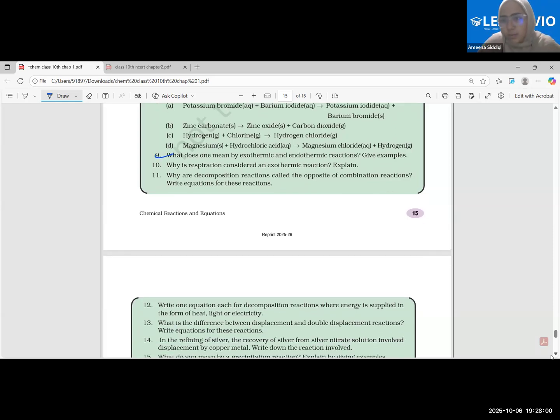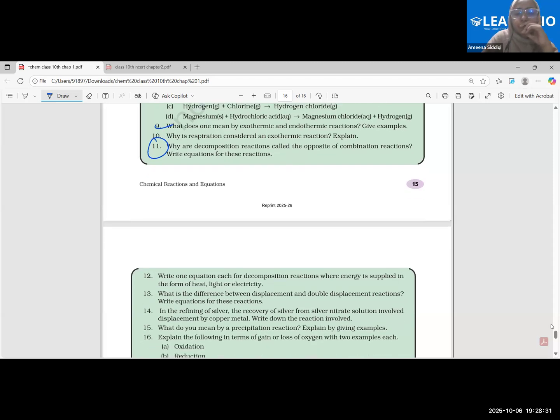Why is respiration considered an exothermic reaction? Very, very simple. You will have to answer this correctly. What is happening in respiration? It releases energy in the surroundings. What is the purpose of respiration? To produce energy in the body, right? And if it is producing energy, that means it is very clear that the net energy released is greater than every other energy in the reaction. Therefore, it is an exothermic reaction.